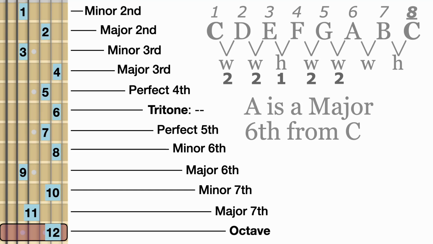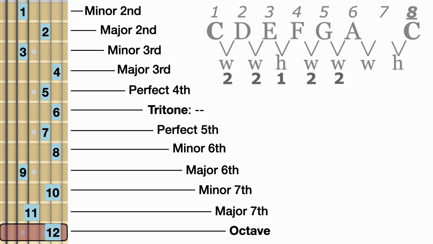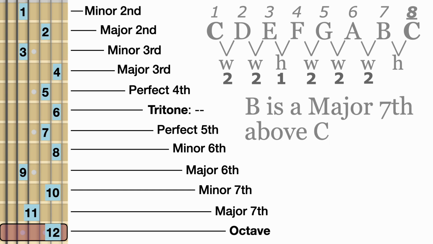So anyways, next we're going to move into the B, and there, once again, we have 2 frets. So again, when we add all of these up, we wind up with 11, right? And what do we get when we move up 11 frets? Here, we get the major 7th. And so therefore, B is a major 7th above C.